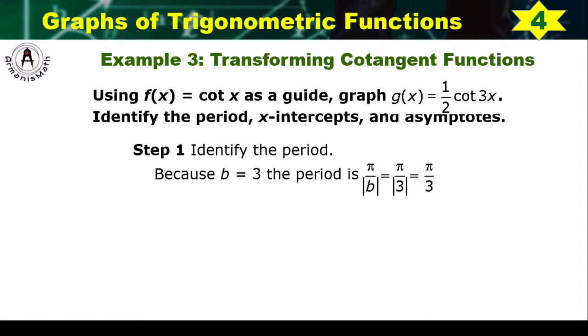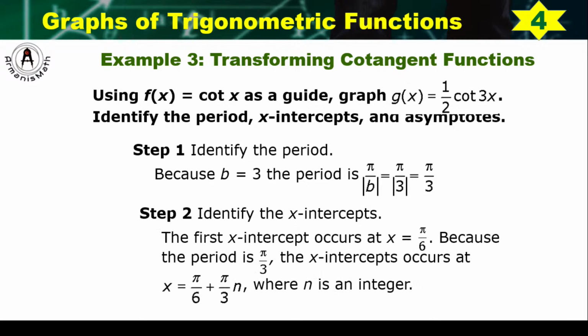That's it. So every 60 degrees, I have a full wave of this cotangent. That's a pretty fast child. If the parent itself takes a pi to start and finish, like 180, this guy takes 1/3. This guy is very fast.